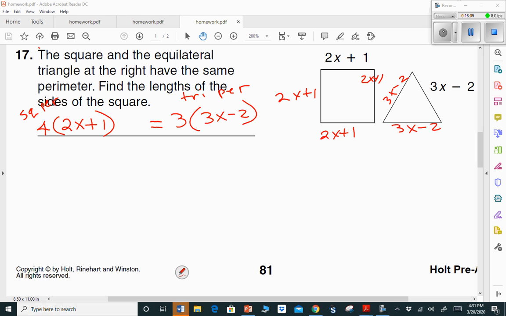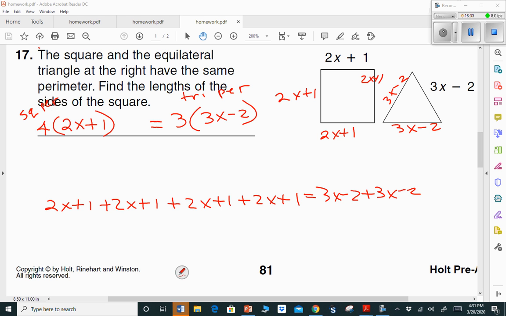Now, if you don't like that or you don't understand that well, it would be fine for you to do 2x plus 1 plus 2x plus 1 plus 2x plus 1 plus 2x plus 1. Do you see how that's the perimeter of the square? You could totally do that and then add all that stuff up. And for the triangle, it would be 3x minus 2 plus 3x minus 2 plus 3x minus 2. And you could add all that stuff up. I think that's kind of cumbersome.